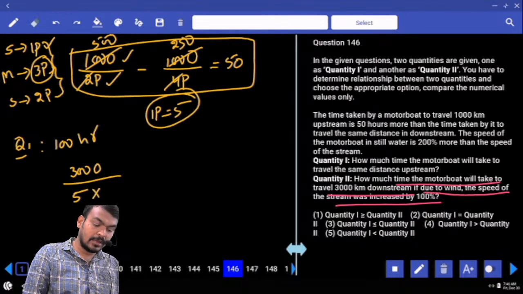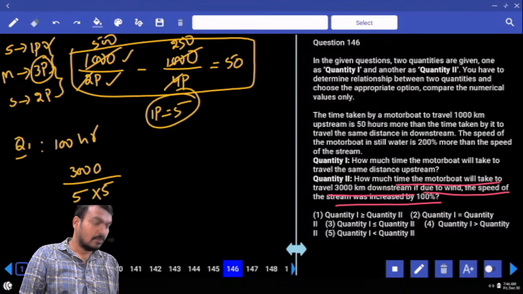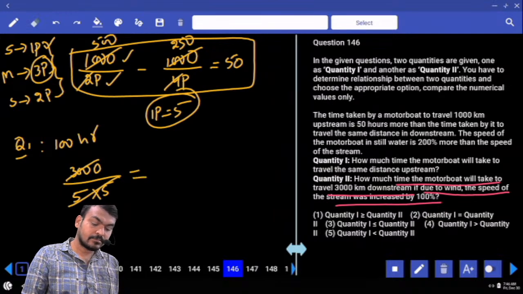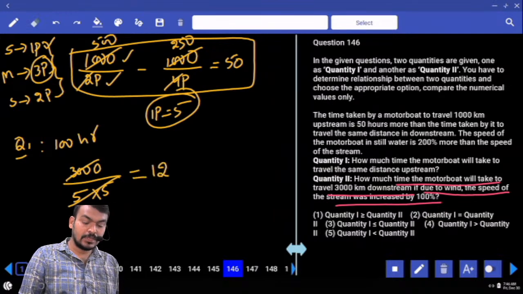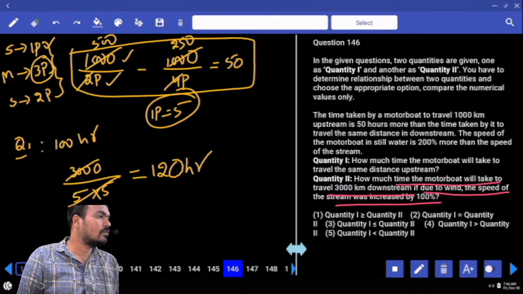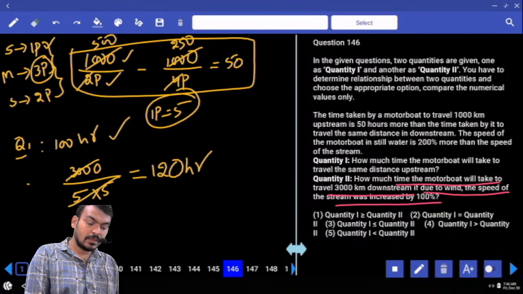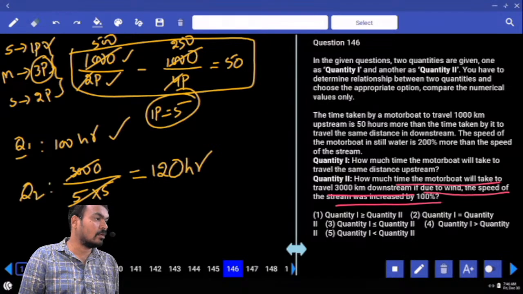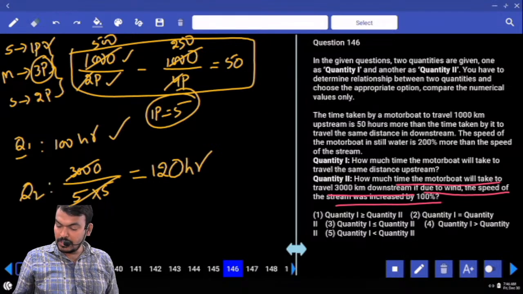5. 5 parts value is 5 into 5, that is 25. 300 by 25, how many times? 12 times. Means 120 hours. That is Q2 or Q1? Q2. What is the Q1? 100. Q2 is 120. What is the answer? Q1 is less than Q2. Which option? Fifth one.